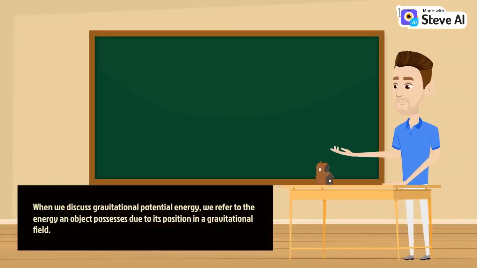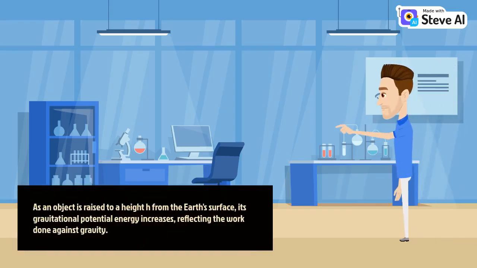When we discuss gravitational potential energy, we refer to the energy an object possesses due to its position in a gravitational field. As an object is raised to a height h from the Earth's surface, its gravitational potential energy increases, reflecting the work done against gravity.